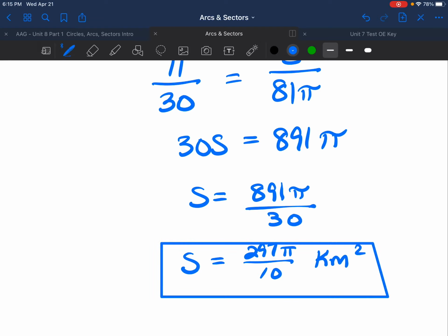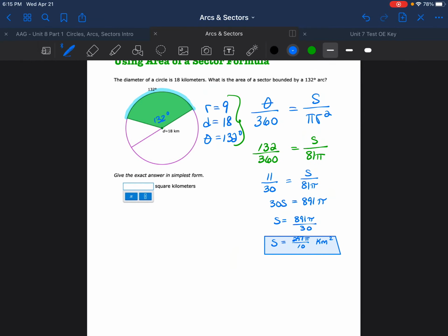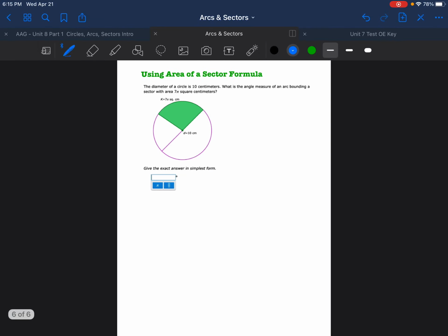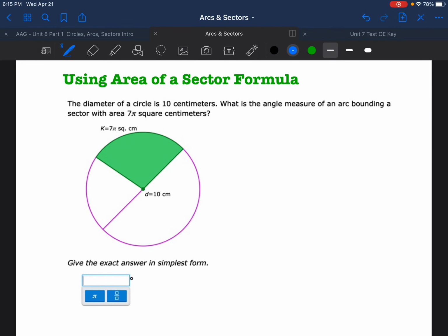All right, it's a messy fraction, but hey, this is high school and we should be ready for numbers like that. Now that's going to bring me to one last example, using the area of a sector formula one more time. They're going to give us some information, but I'm first going to start by writing my formula: theta is to 360 as sector area is to pi r squared. What do they give us? Now, this is different here, guys. Let's read it. The diameter of a circle is 10 centimeters. Let's stop right there. Diameter is 10, radius is 5.